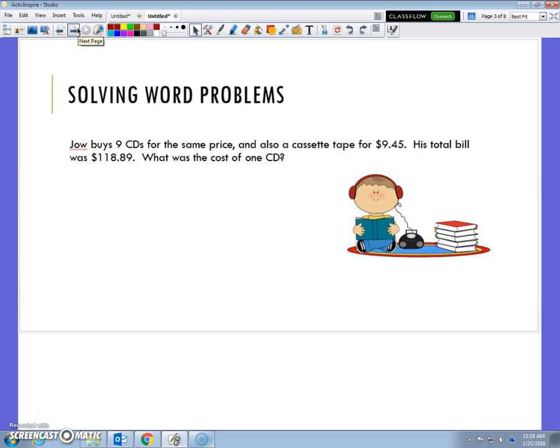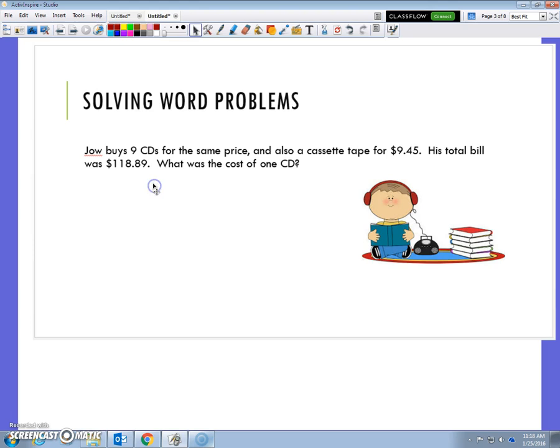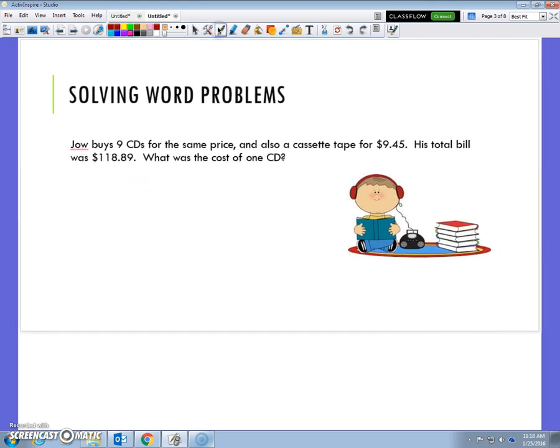It says, Joe buys 9 CDs for the same price and also a cassette tape for $9.45. His total bill was $118.89. What is the cost of one CD? The amount of money is what we're really looking for, the amount of money that one CD costs. So we'll say that x is the cost of one CD.